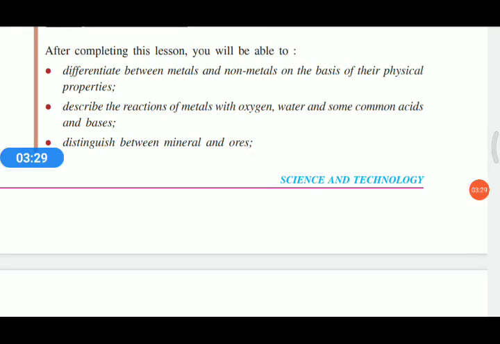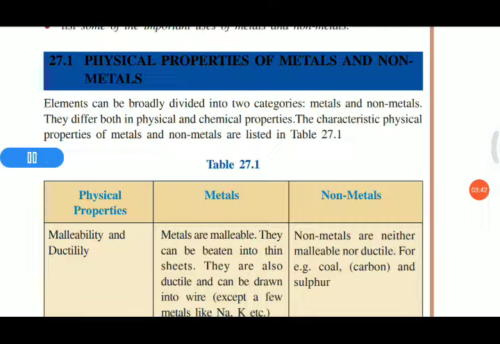In this chapter, we will discuss where we get metals and non-metals from, how we use them, and how we convert them into usable forms, etc. First, we are discussing the physical properties of metals and non-metals. We already studied these physical properties in our previous class, so we will just explain them. Using these physical properties, we can classify metals from non-metals. But some metals show the properties of non-metals and some non-metals show the properties of metals. So we want to check the chemical properties also.